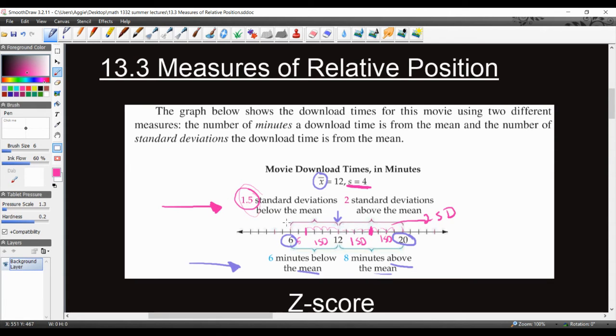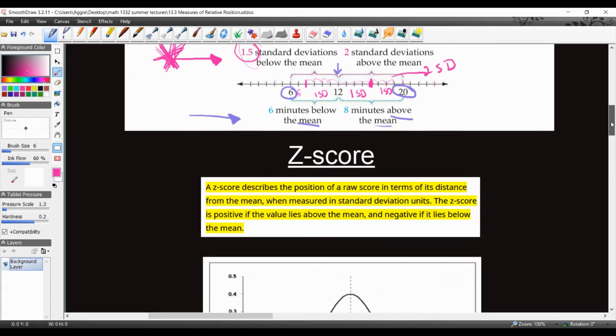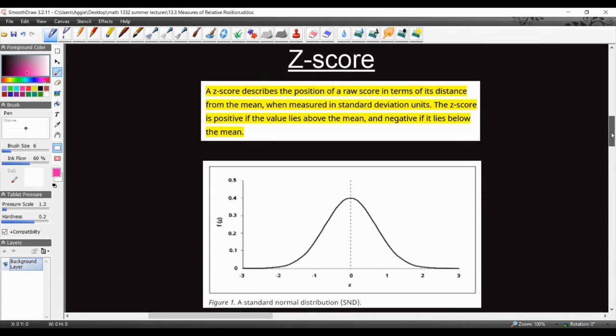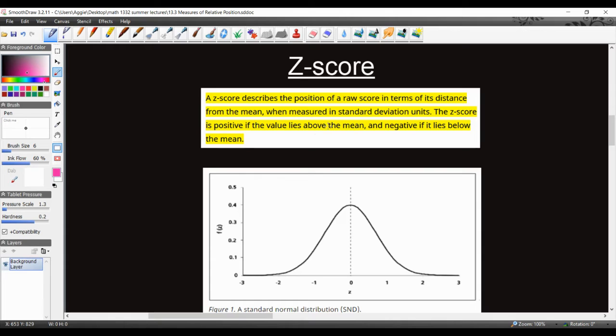The point of this is that we can calculate the differences using this method, which is actually useful when it comes to different types of data and information. And that calculation is called a z-score. A z-score describes the position of a raw score, the x or whatever you're talking about, in terms of its distance from the mean, when measured in standard deviation units.